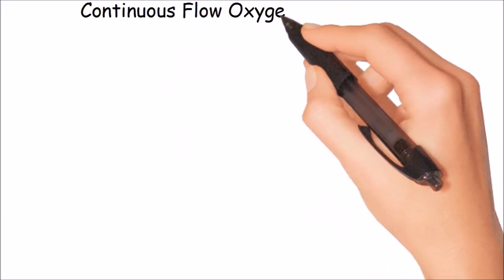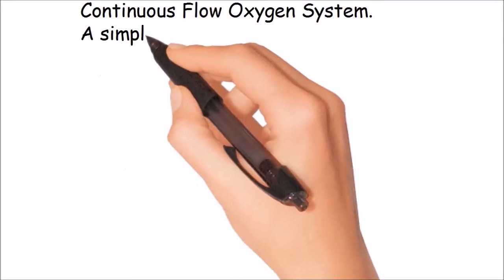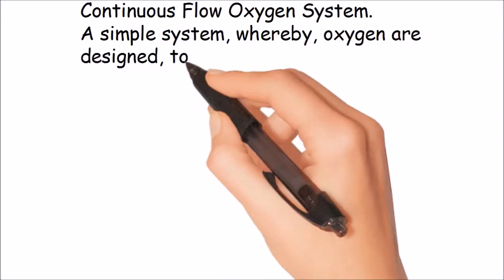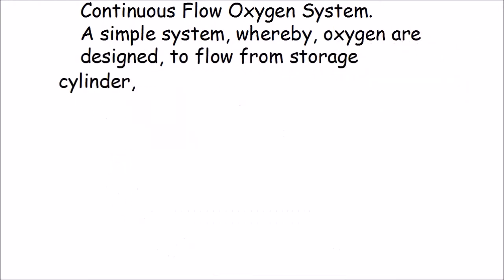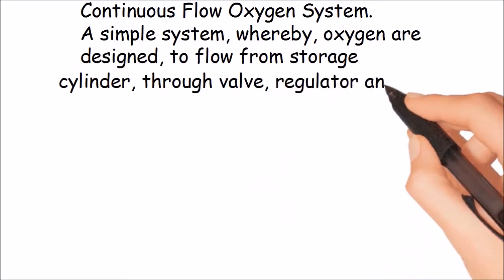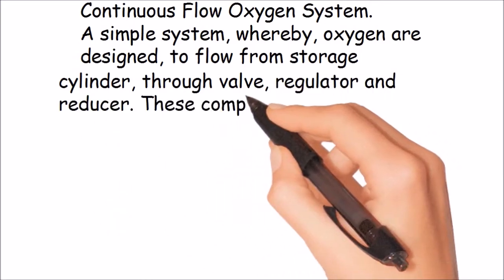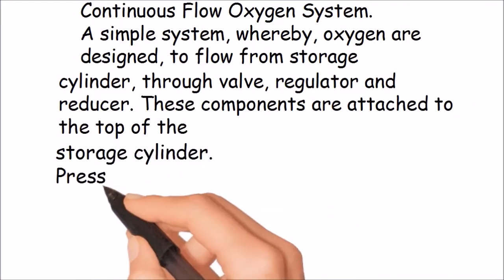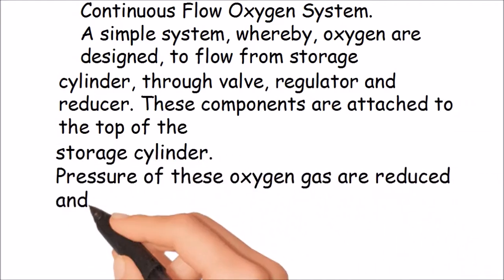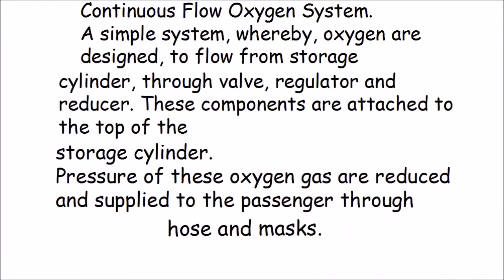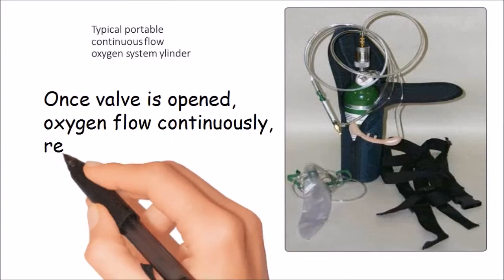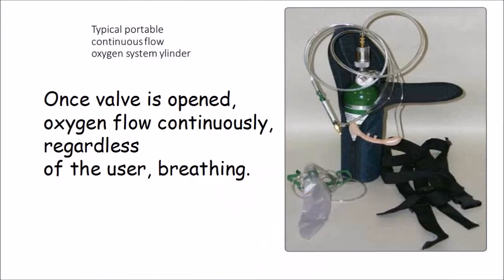Continuous flow oxygen system. A simple system whereby oxygen is designed to flow from a storage cylinder through a valve, regulator and reducer. These components are attached to the top of the storage cylinder. Pressure of this oxygen gas is reduced and supplied to the passengers through hoses and masks. Once the valve is opened, oxygen flows continuously, regardless of the user's breathing.